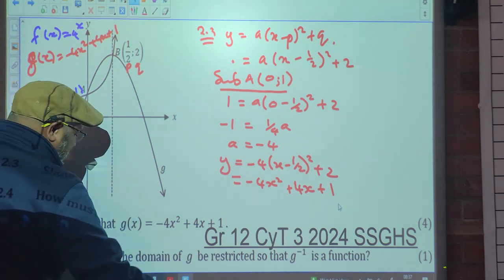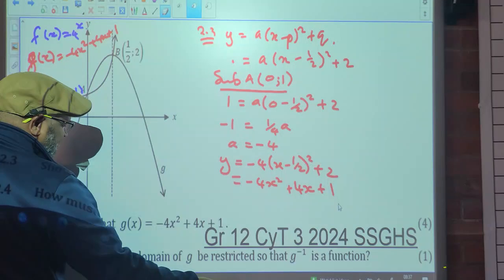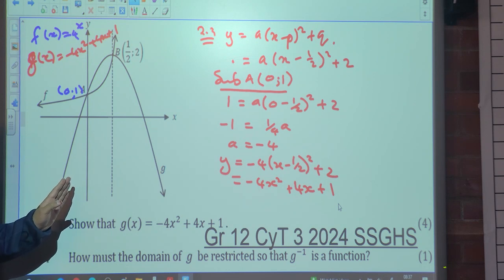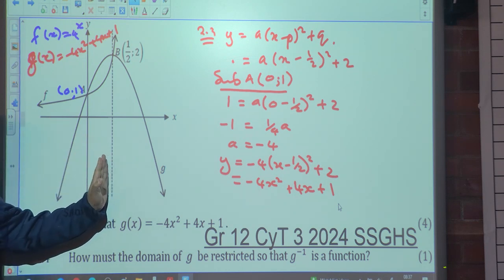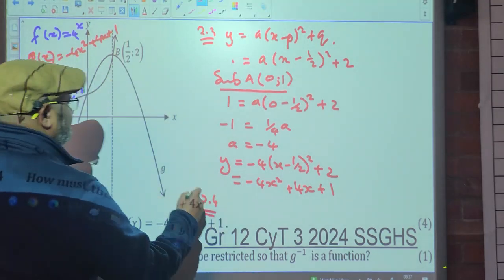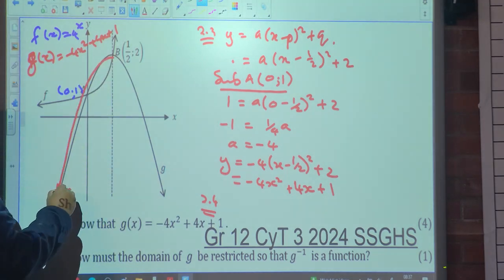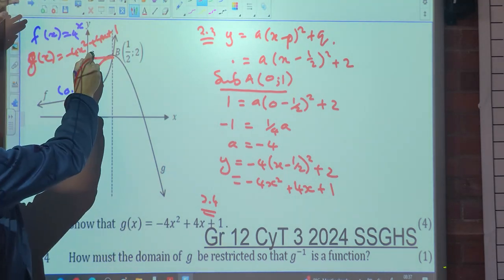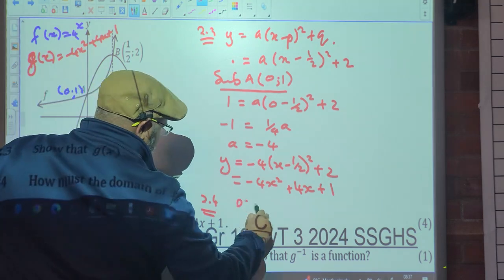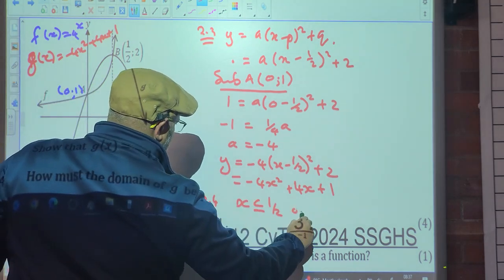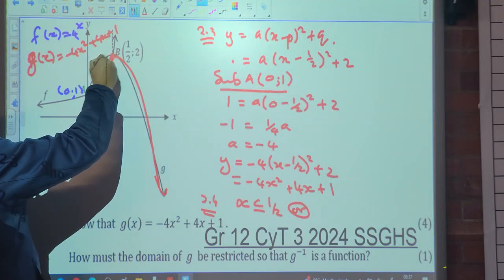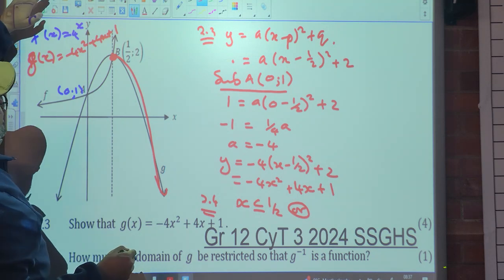Of course, is the inverse of this parabola, the inverse of g, a function? No, because it does not pass the vertical line test. So how do we restrict g so that its inverse can be a function? Question 2.4: it's either we take this part of the graph, which is x less than or equal to half, or you take the side here of the graph, where x is greater than or equal to half.